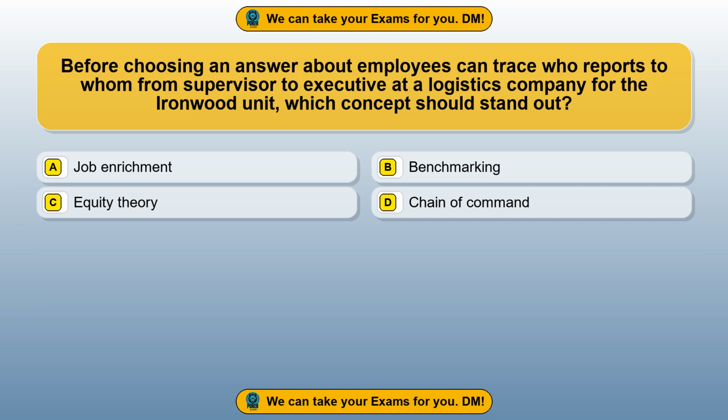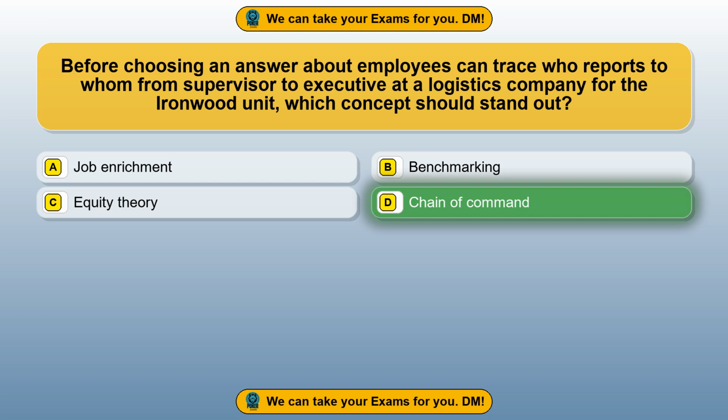Question 38. Before choosing an answer about employees who can trace who reports to whom from supervisor to executive at a logistics company for the ironwood unit, which concept should stand out? Option A, job enrichment. Option B, benchmarking. Option C, equity theory. Option D, chain of command. The correct answer is option D, chain of command.